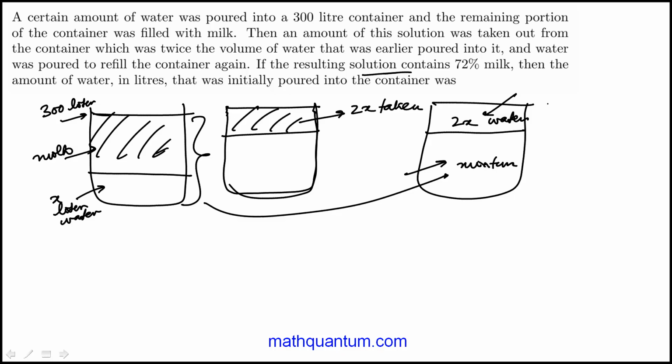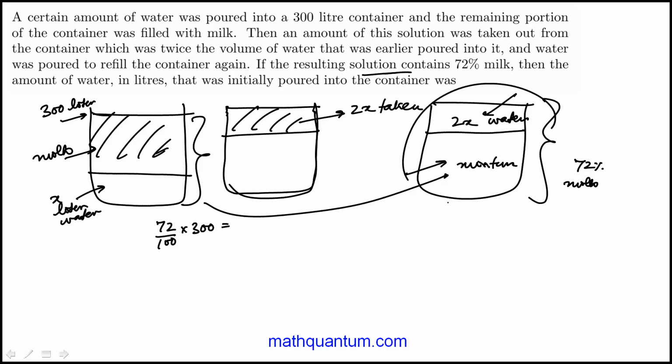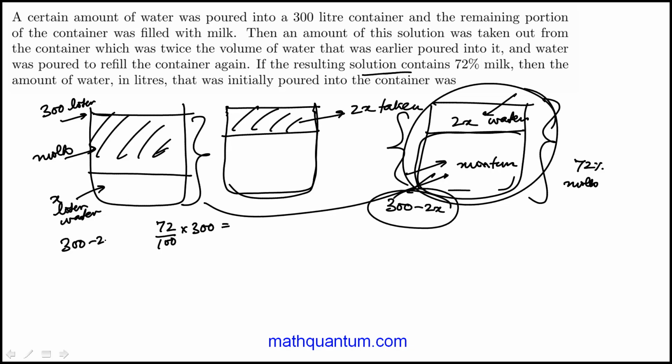And we're told that this resulting solution contains 72% milk. So this is still, the total volume is 300. So it will be 72 over 100 times 300 is the amount of milk in this entire container. And it's coming from this portion here, which, if you look at this volume, would be 300 minus 2x. So this 300 minus 2x volume, I need to figure out how much milk there is.